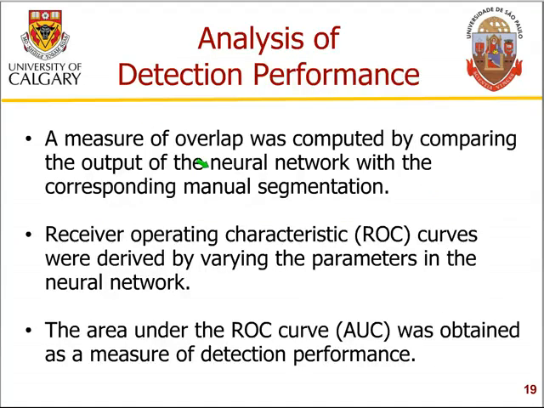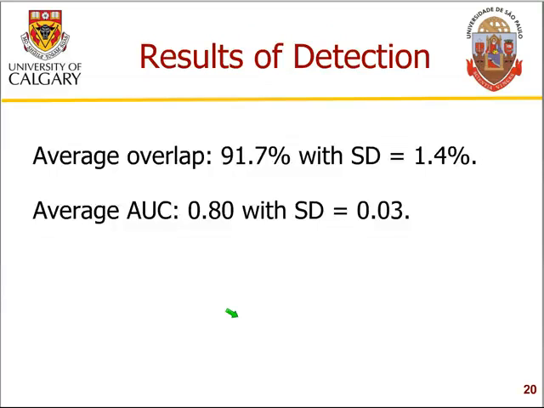To assess the performance of detection, a measure of overlap was computed by comparing the output of the neural network with the manual labeling as done by the radiologist, and receiver operating characteristic, or ROC, curves were derived by varying the parameters in the neural network to study the effect of various thresholds and parameters there. And the area under the ROC curve, the AUC value, was obtained as a measure of detection performance. The average overlap obtained was 91.7%. We are checking to verify if that was correct. And the average area under the curve is 0.8, which is quite good.